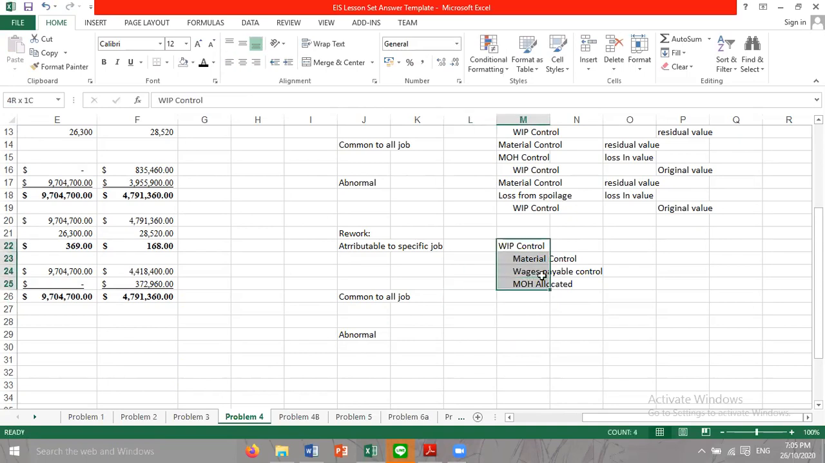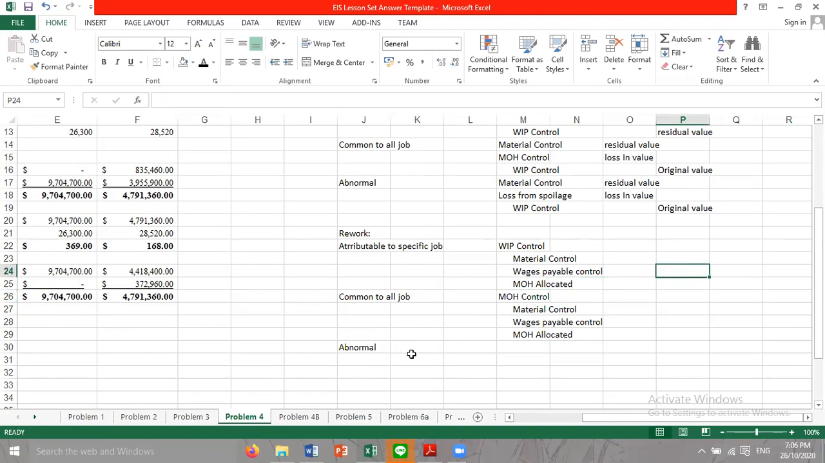Now, if it's common to all jobs, if we think that the rework is not attributable to a specific job and that it practically applies to various jobs, we make a similar journal entry. But instead of allocating the additional resources used to rework it into that specific job, we allocate it to MOH control, or practically to various jobs. So we debit MOH control.